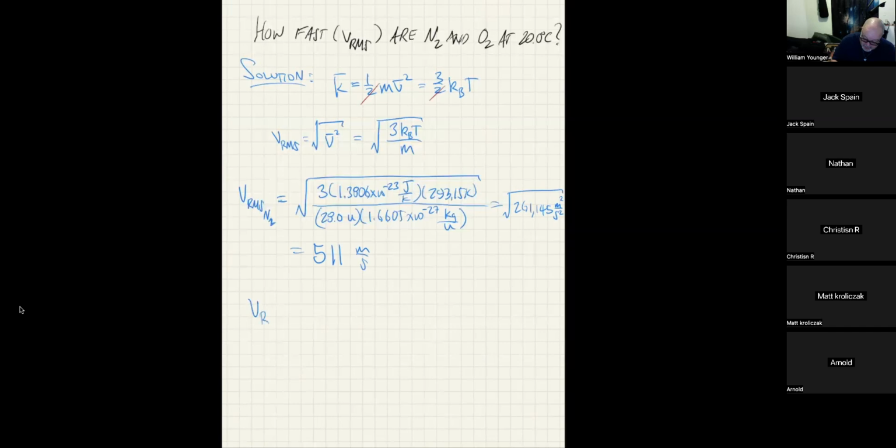Now for the VRMS, you can see the only difference is that for the O2, it's going to be the square root of 28 over 32 times VRMS for N2. Does everybody see why that's the case? Anybody not understand why that's the case? Okay, it looks like you are getting it. So yeah, this gives me 478. That was the one I was remembering, 478 meters per second. So notice the heavier molecule goes slower.